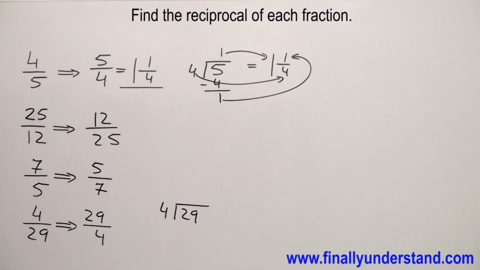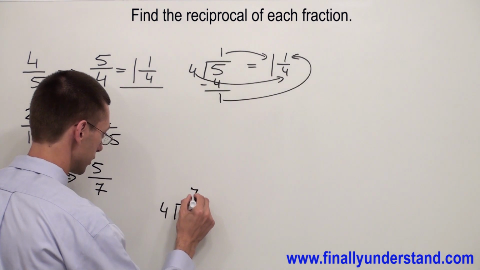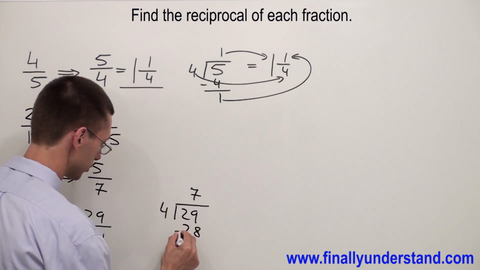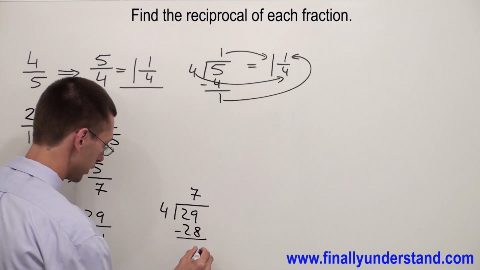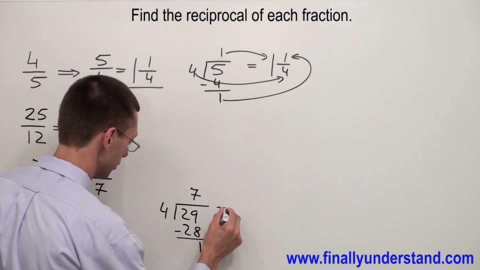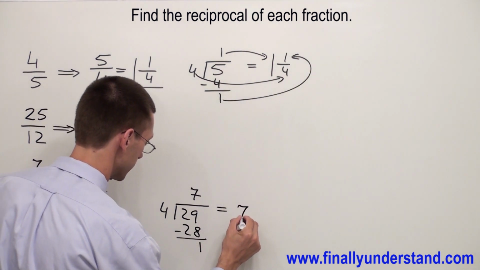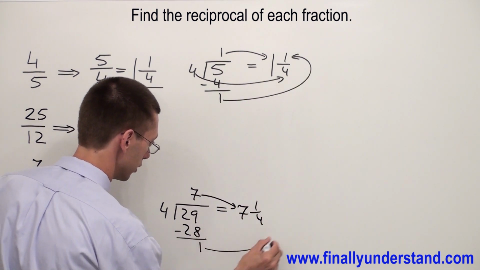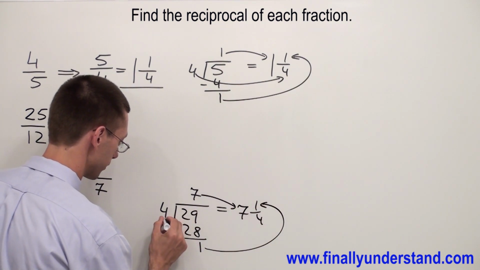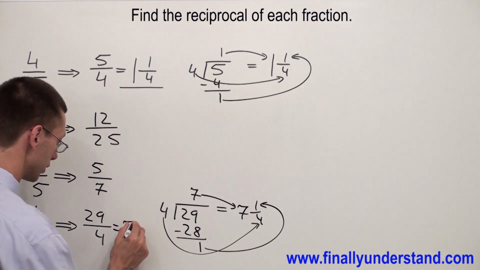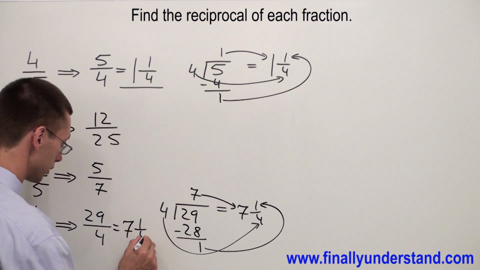How many times does 4 go into 29? 7 times. 7 times 4 is 28. Subtract. 9 minus 8 is 1. 2 minus 2 is 0. My answer is 7 and 1/4. Remember, the top goes to the front, the remainder goes to the numerator, and the divisor goes to the denominator. That's why my answer is 7 and 1/4.